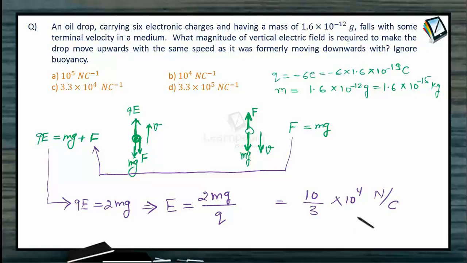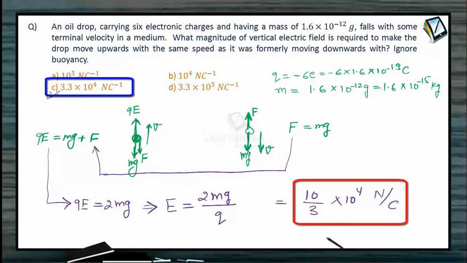So it will be the electric field intensity which is required for this oil drop to move vertically upward with the same velocity as it was previously falling in the same medium. So the common thing in these two cases is the drag force of the medium. So here you can see that option C should be the correct option. 10 by 3 is 3.3 into 10 to the power 4 Newton per coulomb.